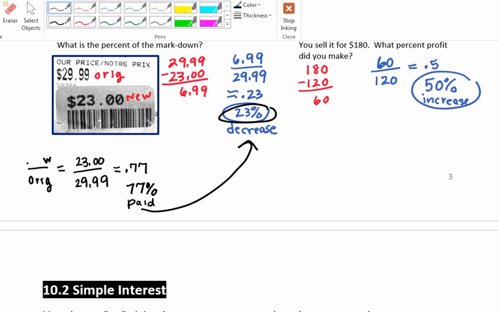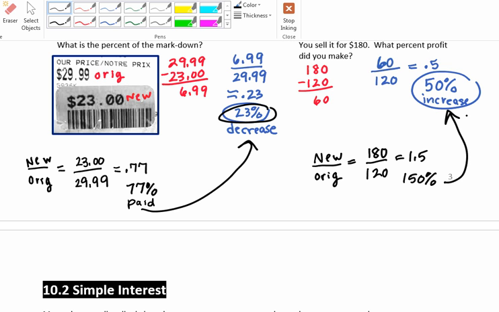Same thing over here with the American Girl doll. If I take my new price and divide by the original price, my new price was $180. My old price was $120. I end up with 1.5. And that's 150%. That means the person who bought this bought it for 150% of what I bought it for. So if they bought it for 150%, that means that they paid a 50% increase. So basically you're looking for the difference from 100% if you want to do it that way. That's just another way to think about it.